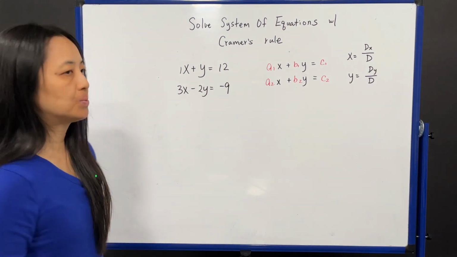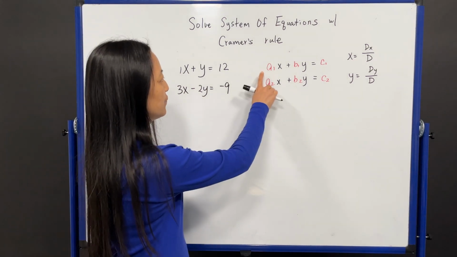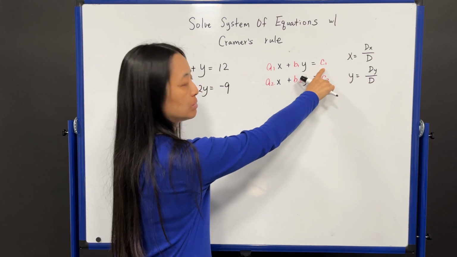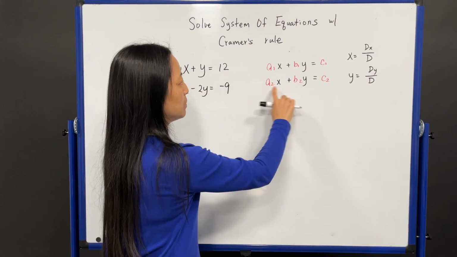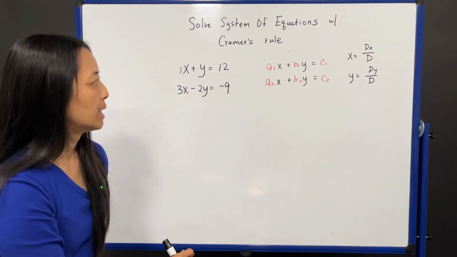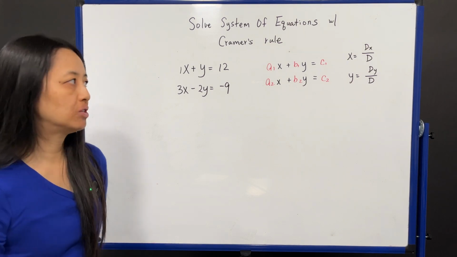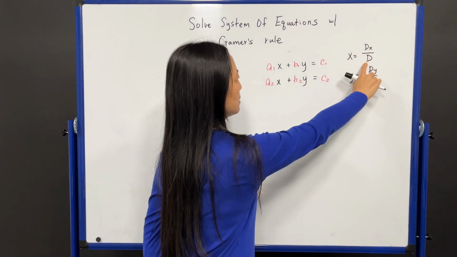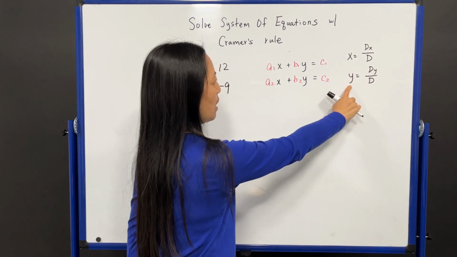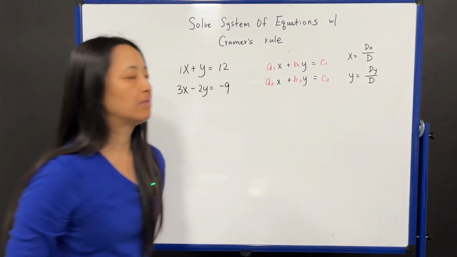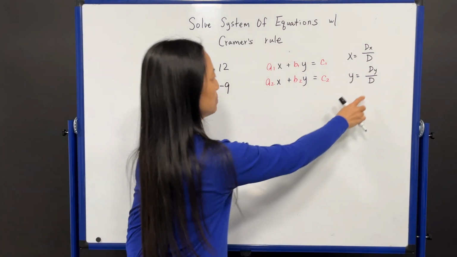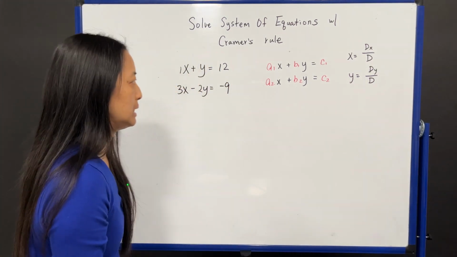To use Cramer's rule, your equations need to be in this form: a1x plus b1y equals c1, the constant. Same with the second equation. To use Cramer's rule, we need to solve the determinant. To get x, we need Dx divided by D. And for y, we need Dy divided by D. So the first thing we're going to do is solve for the determinant, which we label with the variable D.